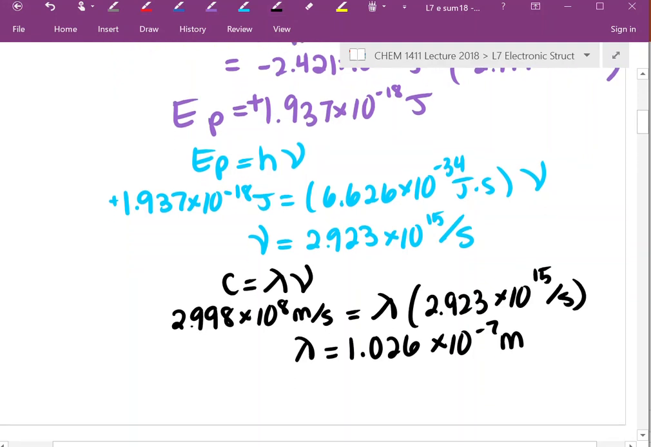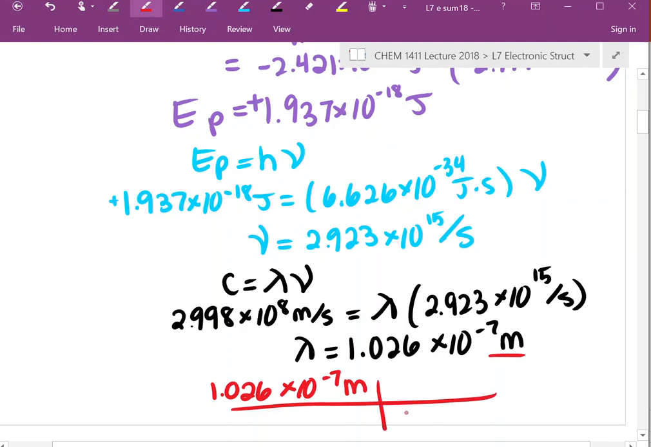And last thing we might want to do is to change this to nanometers. It's kind of common to do that, and on your lab assignment they have you do that. So, and that's our answer. This is the wavelength of light.